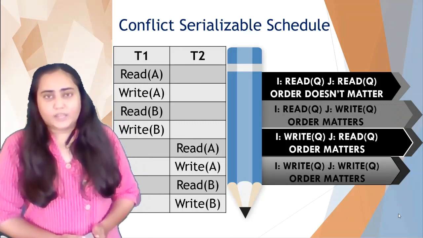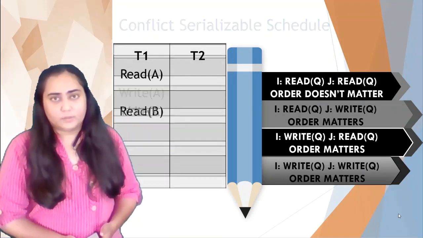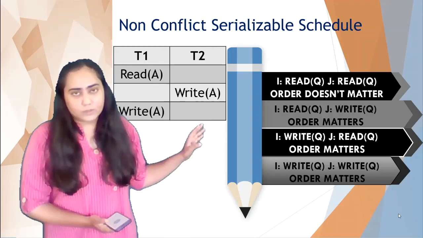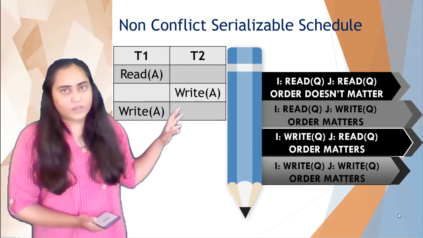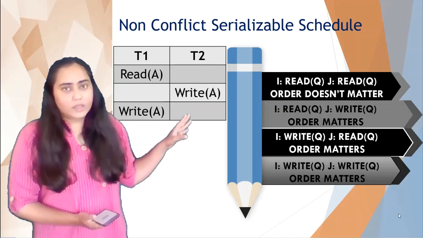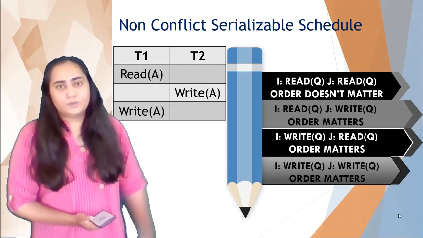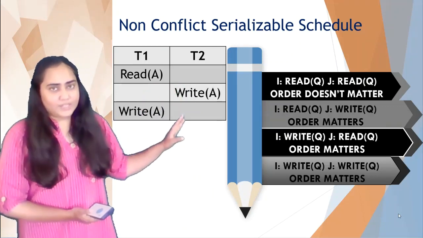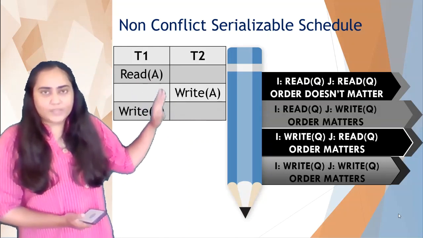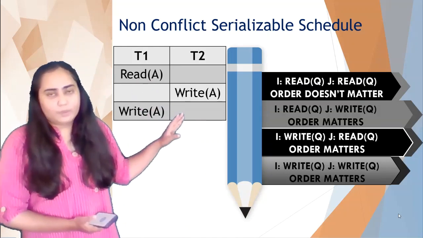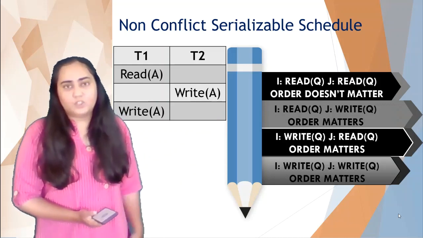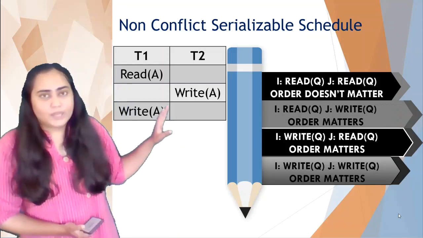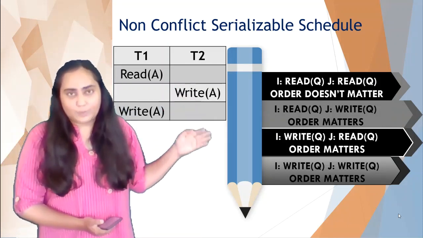Now let's take a look at a schedule which is not conflict serializable. In this schedule, you can see that there are 2 transactions, T1 and T2, and both of them are working on the same type of data item, which is A. If I try to check all the rules, first I'm going to compare read A with write A. Obviously I cannot interchange those two, because I would be applying either rule 2 or rule 3, depending on which transaction I picked as my I transaction and J transaction. So I cannot interchange these two because order matters.